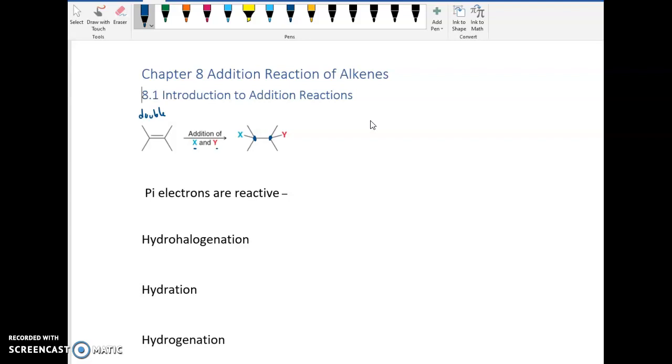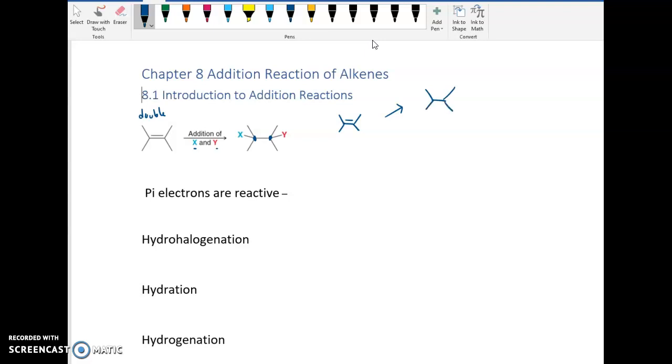One is if the two carbons here are not identical, which one gets the X and which one gets the Y. The other thing you're going to need to be aware of is if we've got a double bond and we're adding, we can add both to the top side or both to the bottom side. Let me show you what I'm talking about. Let's get rid of that one and redraw it.